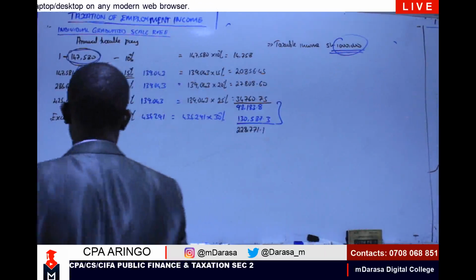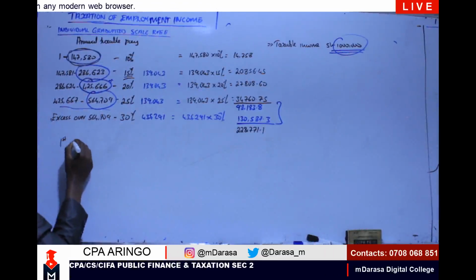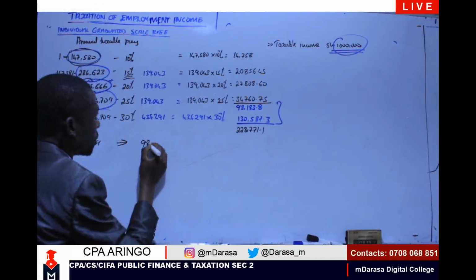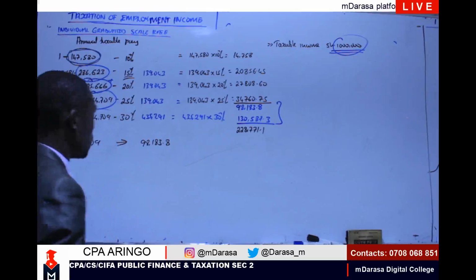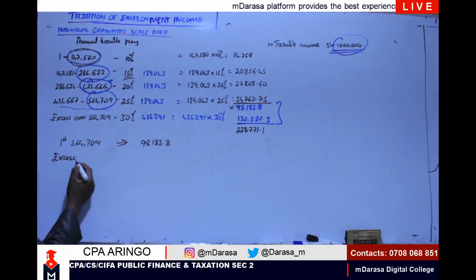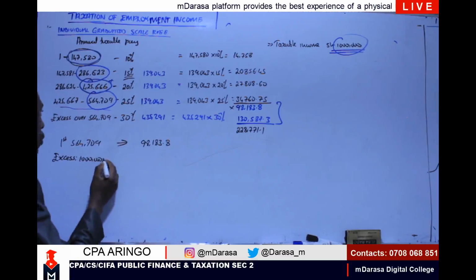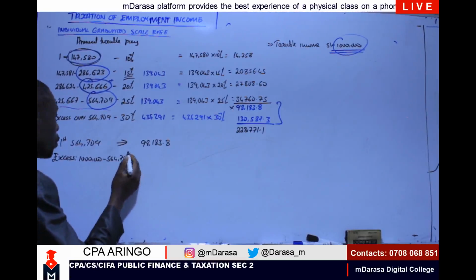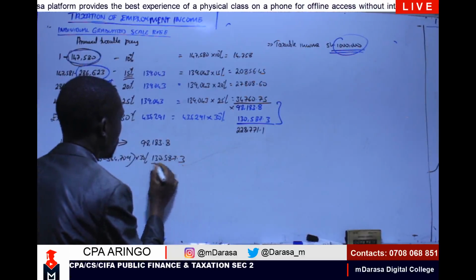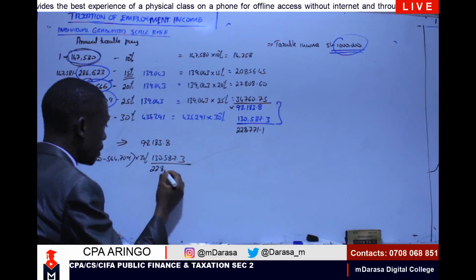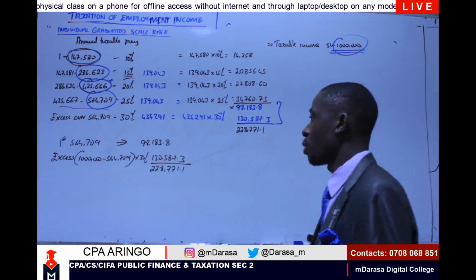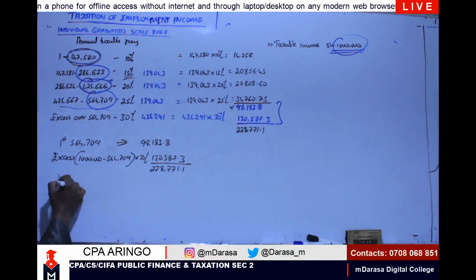So confidently, I can say that the first 564,709, the tax on that is 98,183.8. This is the figure we determined there. Of course, talk of excess: the 1 million less 564,709, multiplied by 30%, gives the figure we've determined there to be 130,587.3. So at the end of the day, I should be talking of 228,771.1. And this is where the concept of tax credit will come in. I'm going to take our personal relief.